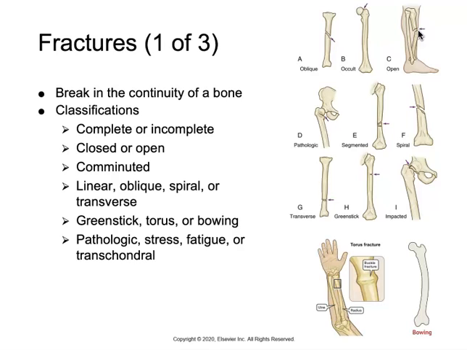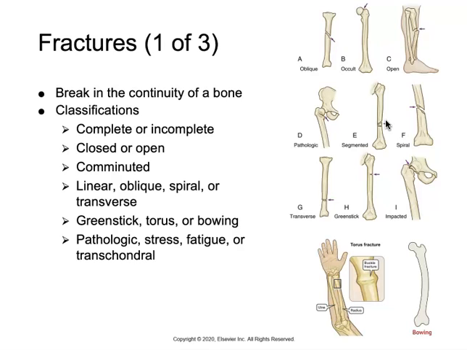We then have the term comminuted, and this is going to be when we have a fracture that causes the bone to create several different fragments. We're looking for 2 or more fragments, and I don't know that I have the best image of what that looks like on this screen here. Maybe the best example would be segmented, but we would have some other pieces of bone in that area.